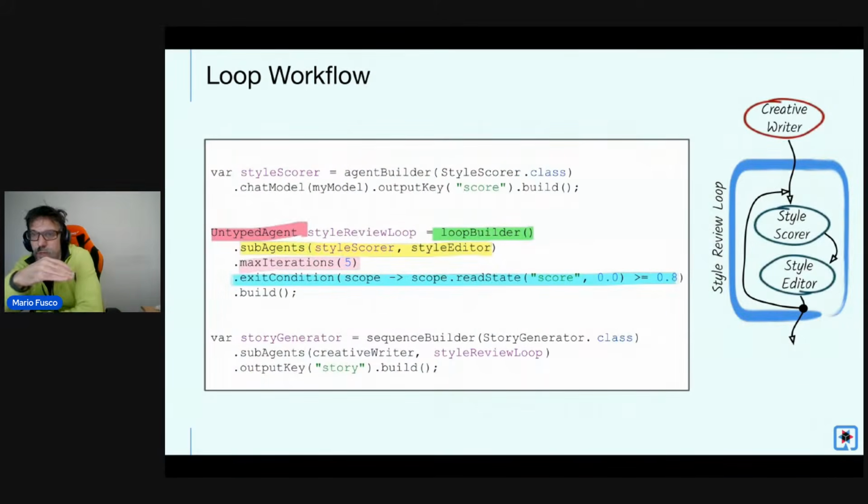So what I do here is that I create a loop between this scorer that gives a score and the style editor, and I keep doing this loop until the exit condition is met, that in this case is that I want the score to be higher than 0.8. Another possible exit condition of the loop is if you hit a threshold of the maximum number of iterations.